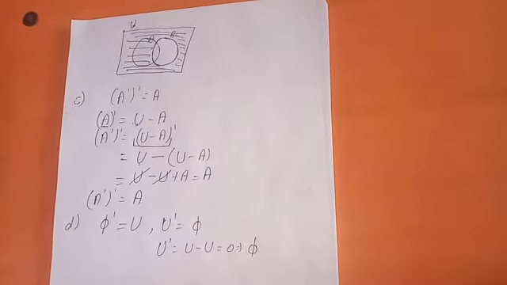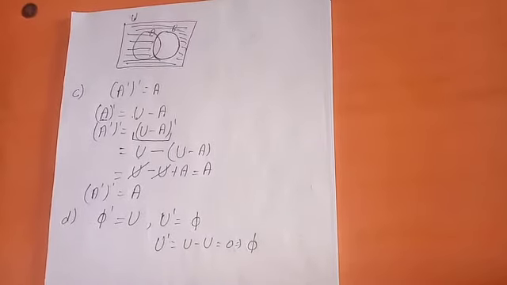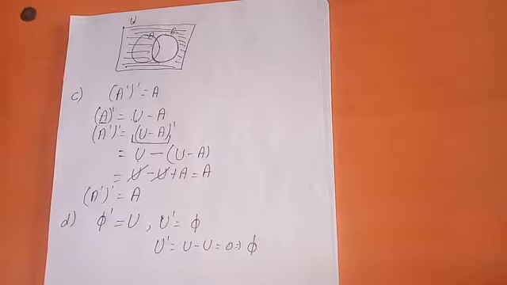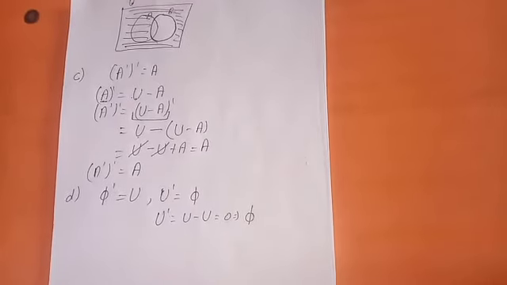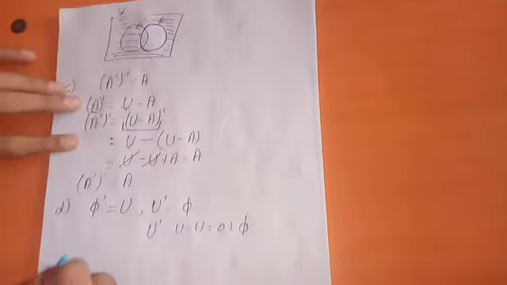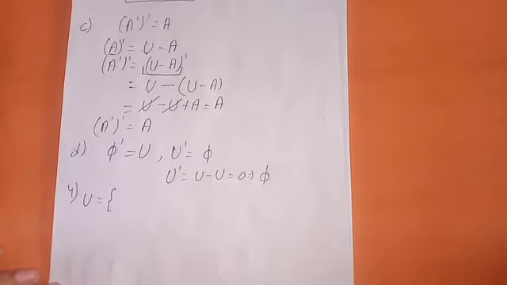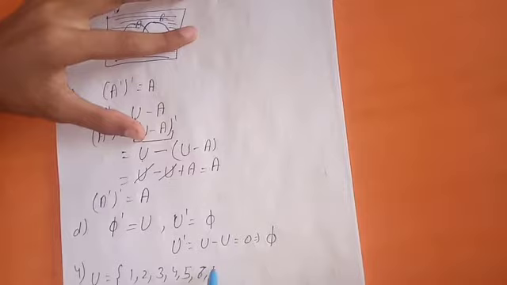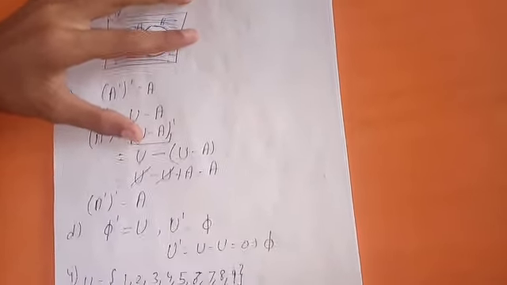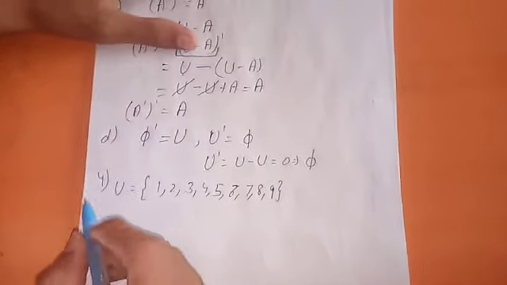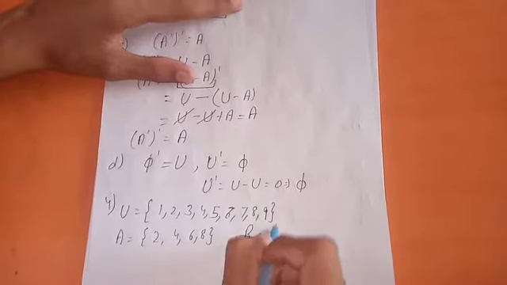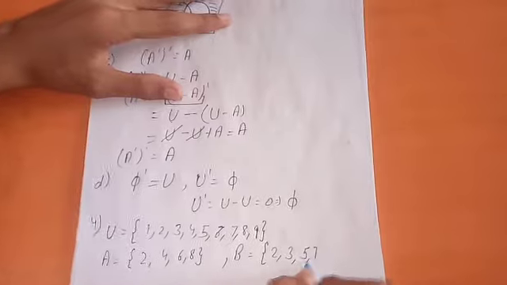Now this was all our basics of 7.5. We can now try some of our questions. First of all, see question number 4. Question number 4 and 5 are somewhat important from this exercise. In question number 4, universal set U is given to us. That is the first 9 natural numbers, 1 to 9. And two sets are given to us, A and B. A includes elements 2, 4, 6 and 8, and B contains elements 2, 3, 5, 7.